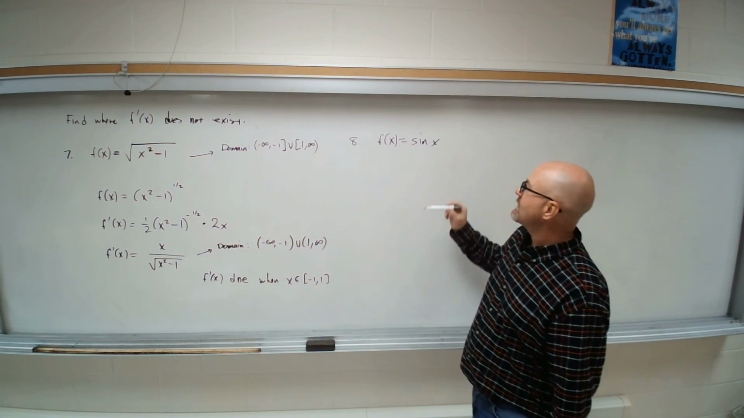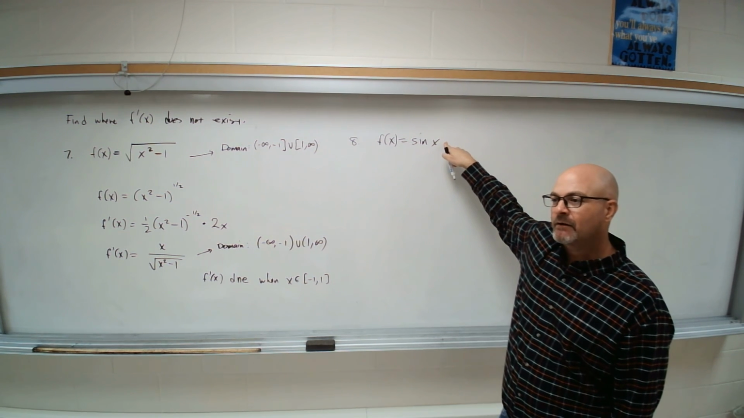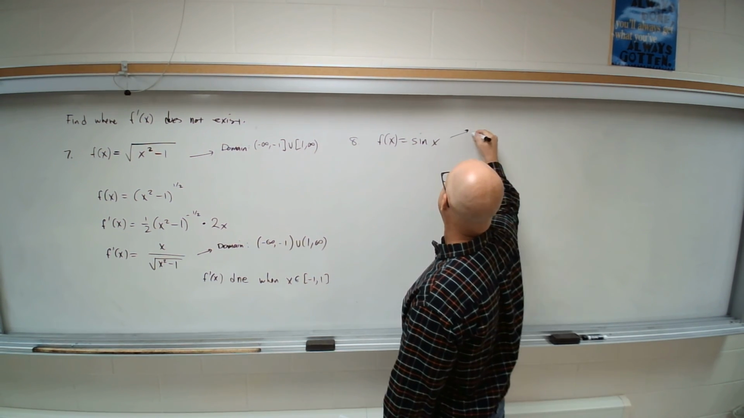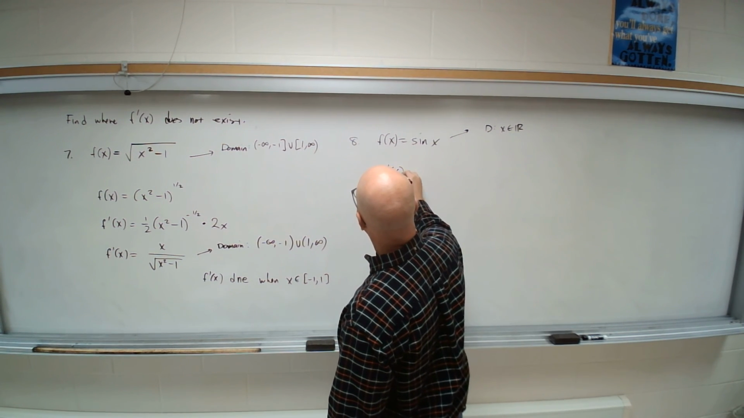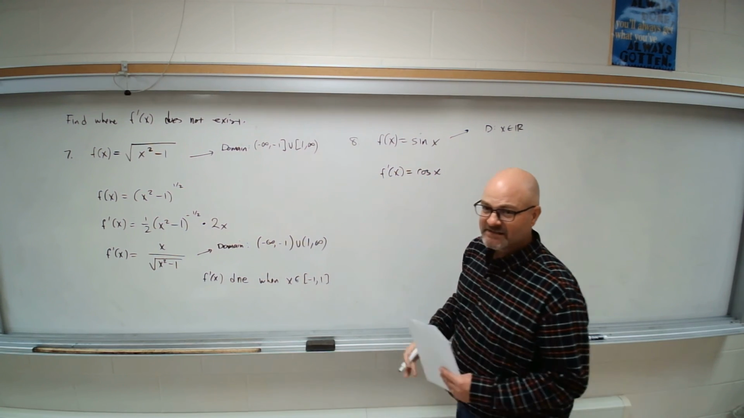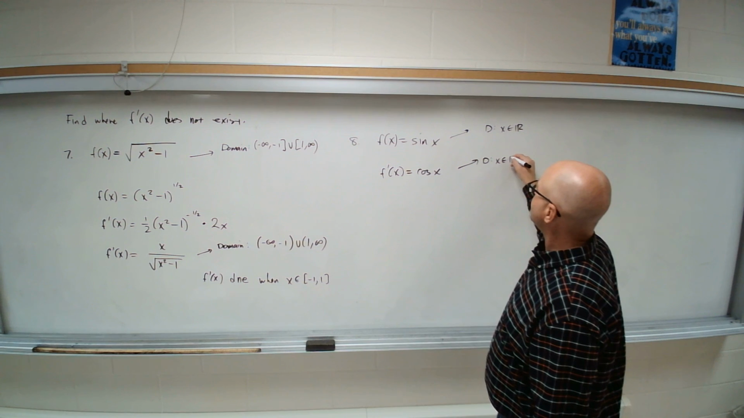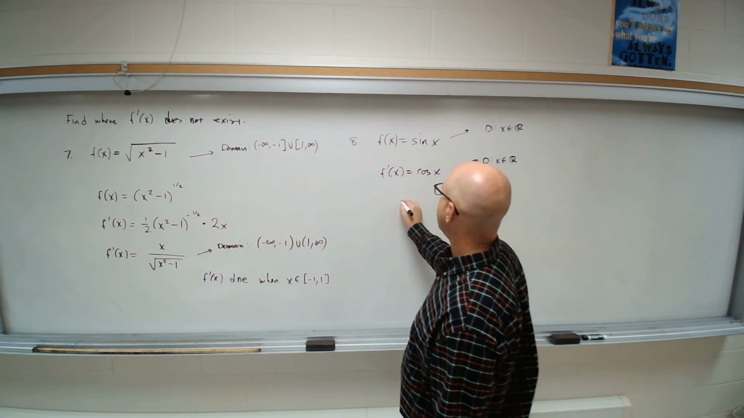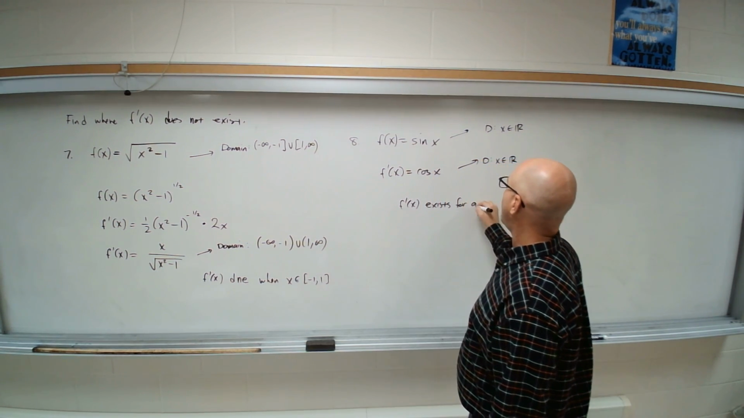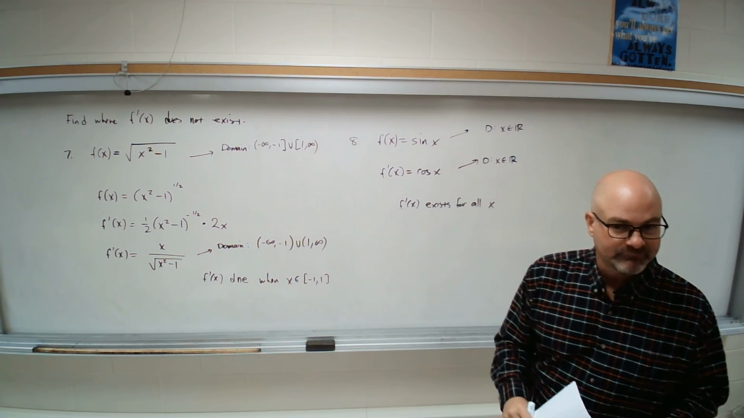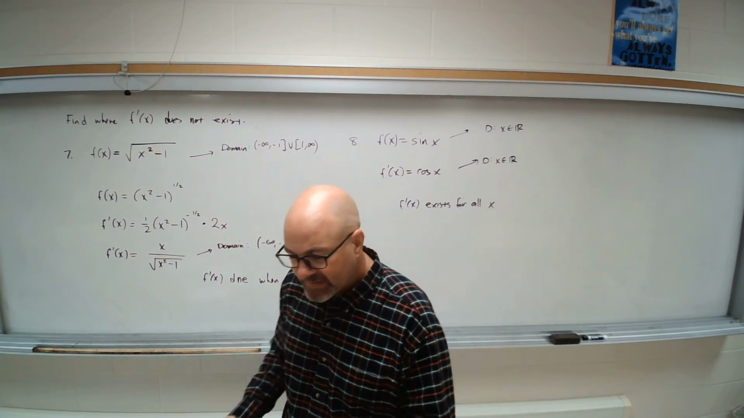This is a little bit of a trick question. Are there any domain issues here? You can take the sine of anything, correct? So this domain would be that x is real. If you take the derivative, you get the cosine of x. Any domain issues there? Nope. So that would be that x is contained in the set of reals. So we would say f prime of x exists for all x. It exists everywhere. So great job today.